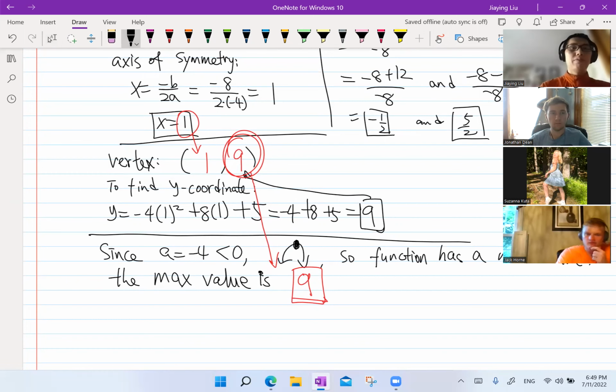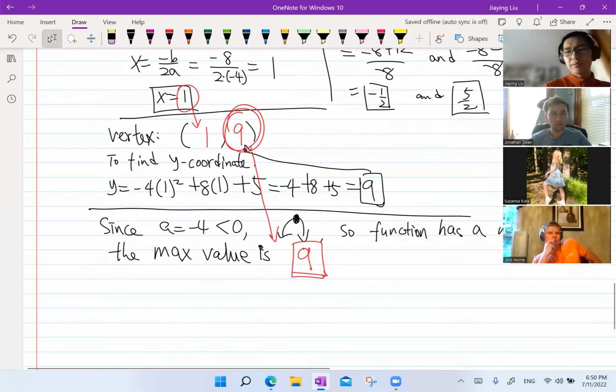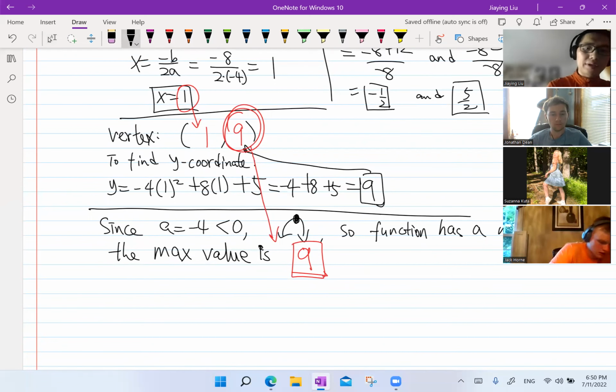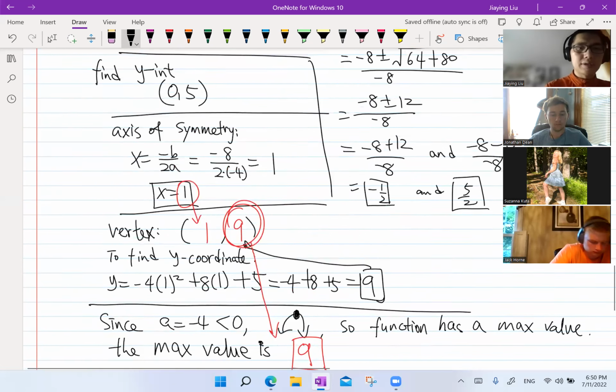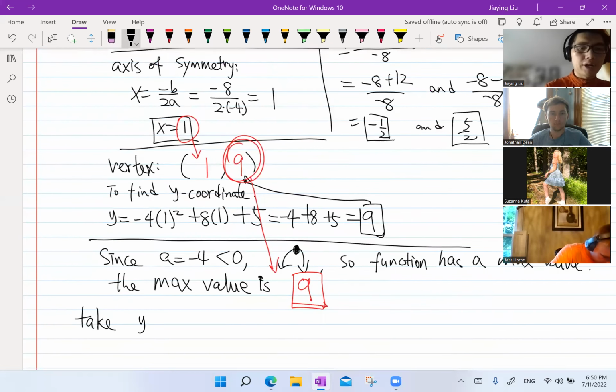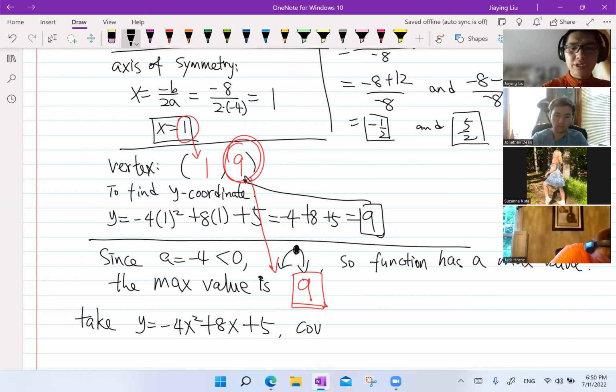All right. So one more thing on this example. I know it's a long example. So the next thing we're going to do is take this given problem, y equals negative 4x squared plus 8x plus 5, and convert it to the vertex form.